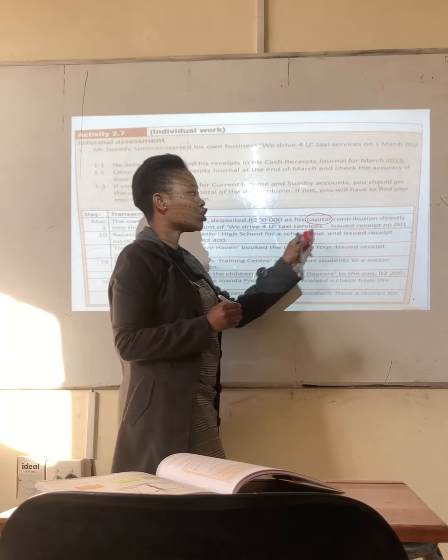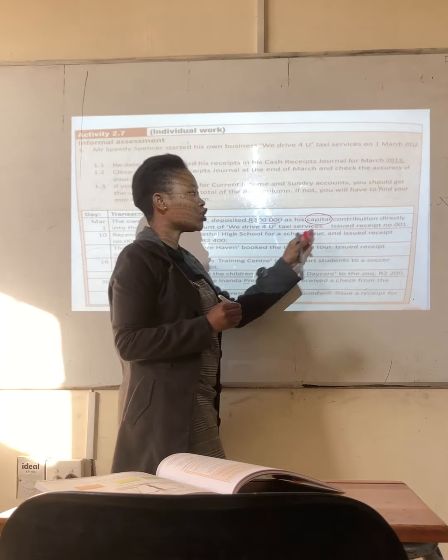Okay, let us go back to our transaction. On the 1st of March, Mr. Speedy Spencer deposited money directly into the business's bank account, and this money was for capital. It was the money that was used to start up this business. And we know that the accounts affected for the first transaction will be capital. The other account affected will be bank. Okay? I have highlighted capital and bank, because those are my two accounts which are affected. Okay, there's money coming in the bank as a result of a capital contribution.